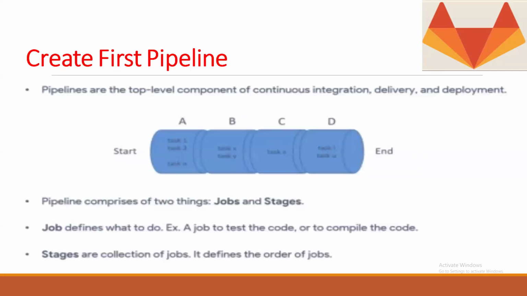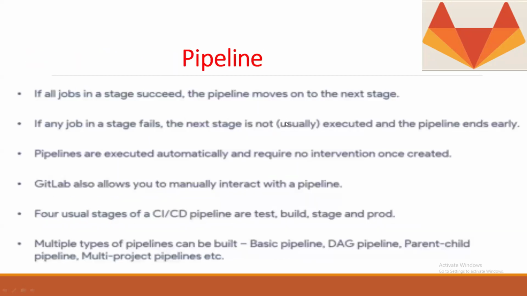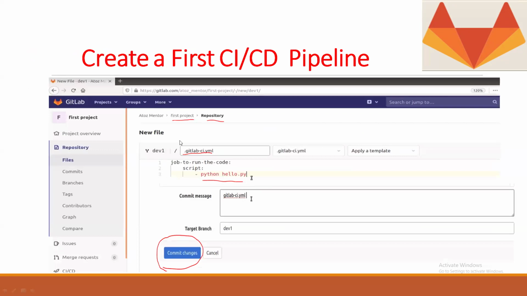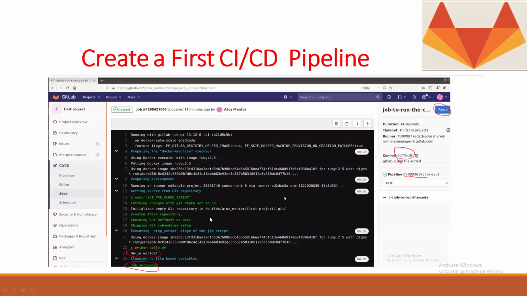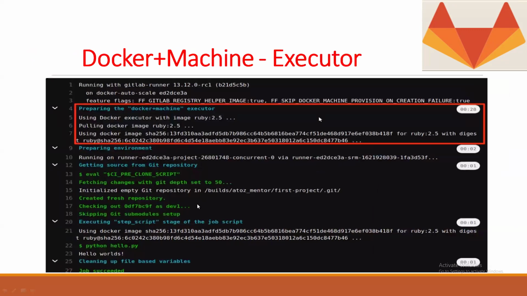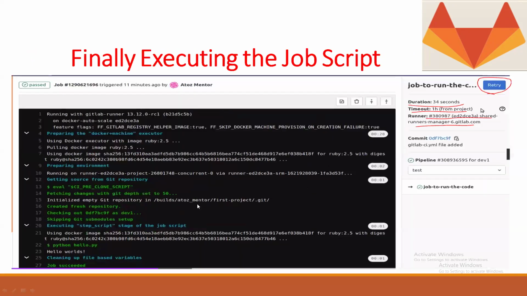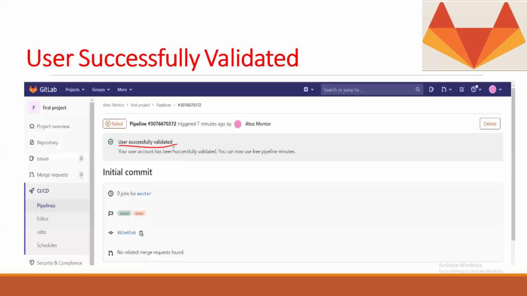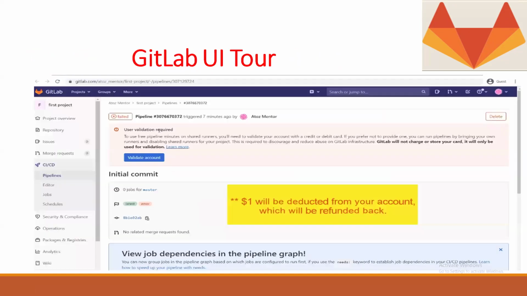Then create a first pipeline, guys. Pipelines comprise two things: jobs and stages. A job is nothing but a defined task. I will show you, guys. No worries. Create the first CI/CD pipeline in the .gitlab-ci.yml YAML file. So it has passed. What are the jobs? What is the running state? What are the states? We will discuss it. Okay, we'll show you in the later classes.